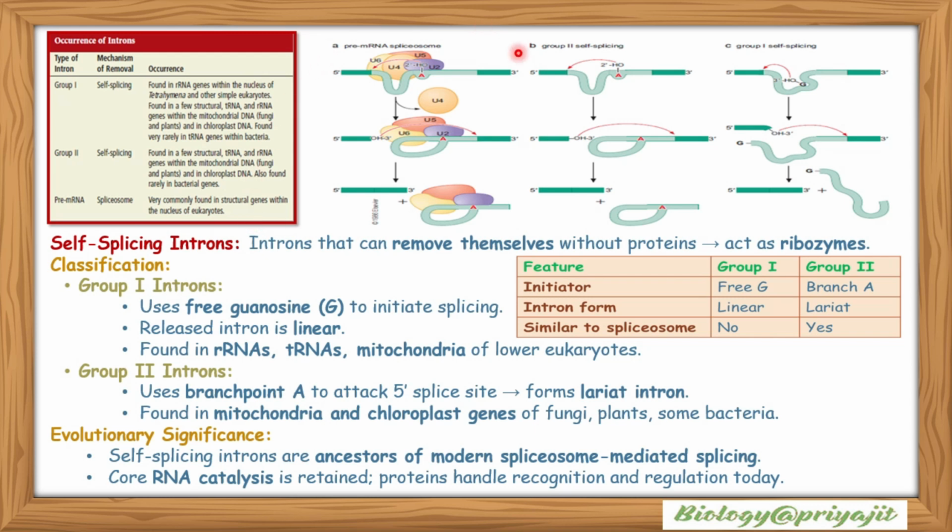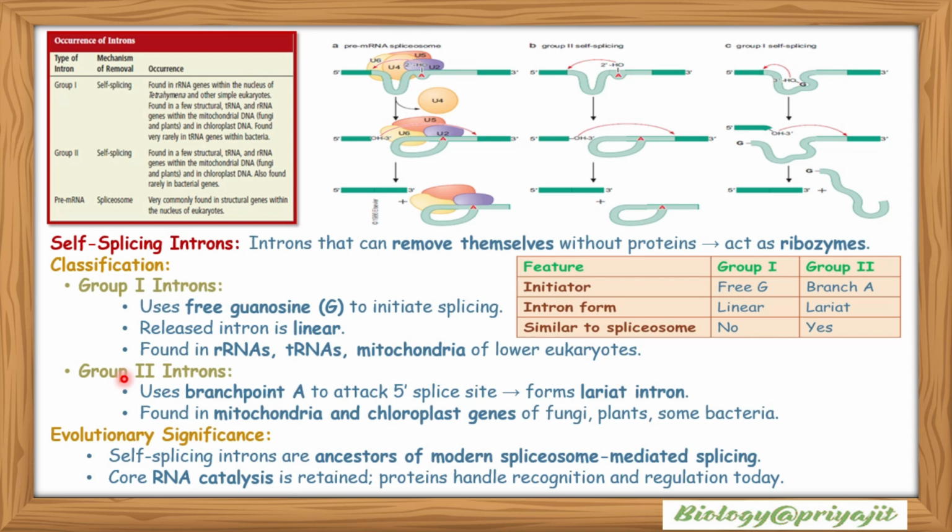So this is the image showing the group 1 intron self-splicing and group 2 intron self-splicing. Both B and C are the process of self-splicing, and this is pre-mRNA spliceosome-mediated splicing. So what are self-splicing introns? Introns that can remove themselves without any proteins act as ribozymes. Group 1 introns and group 2 introns do not require any protein complexes for their splicing events, so these are called self-splicing introns.